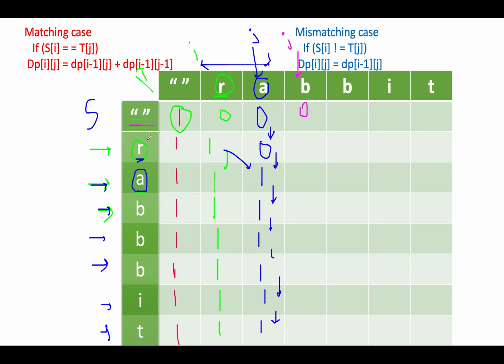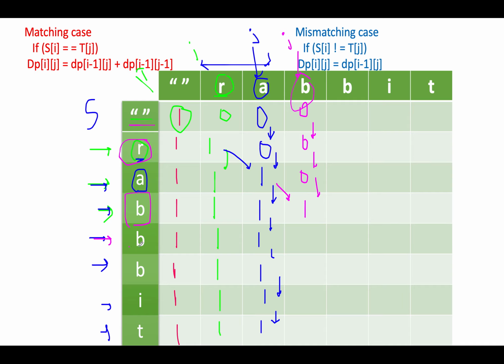Let's progress ahead. We have R here, and R is not equal to B. It's a mismatching case. So previous value gets copied down. Let's progress ahead. A is not equal to B. Previous value gets copied down. B is equal to B. It's a happy case. What we are going to do, we will use the value that is diagonally up plus the value that it gets from the previous row. So 1 plus 0 is 1. So this gets updated with 1.